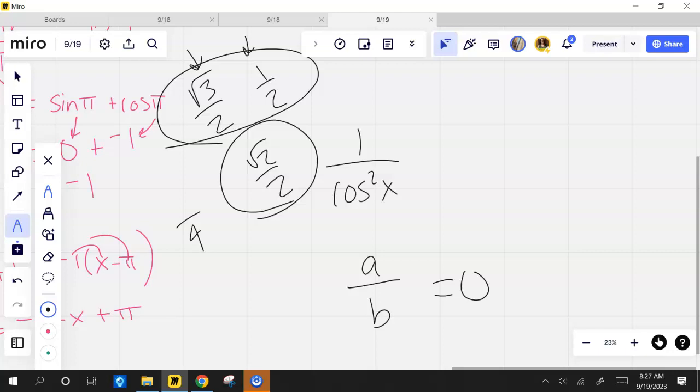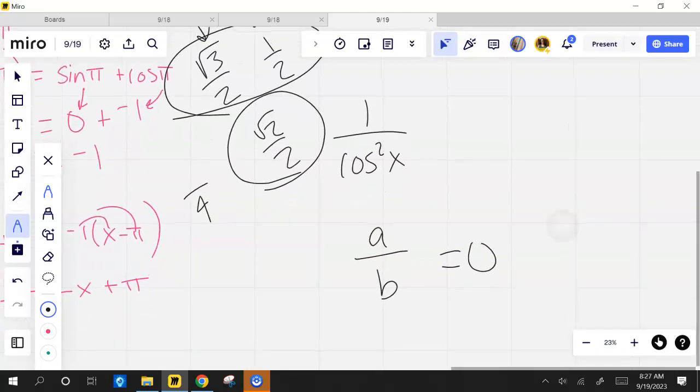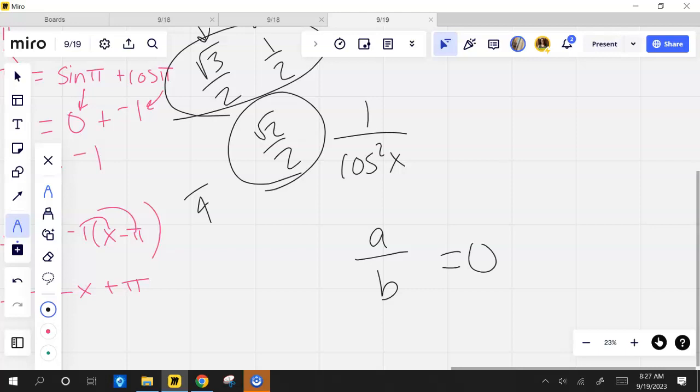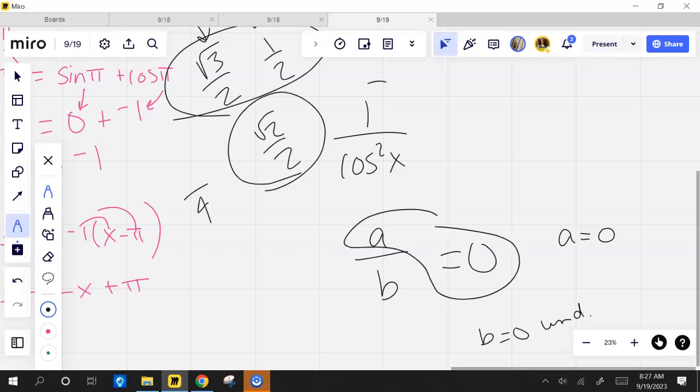Because if a over b equals 0, the only way to make this true is if a equals 0, right? Because if b equals 0, that makes it undefined. You can't have a 0 in the bottom. So the only way to make a fraction equal to 0 is if the top equals 0. Well, the top of this one's never going to be 0 because it's a constant. It's 1. So that's why it can't be 0.